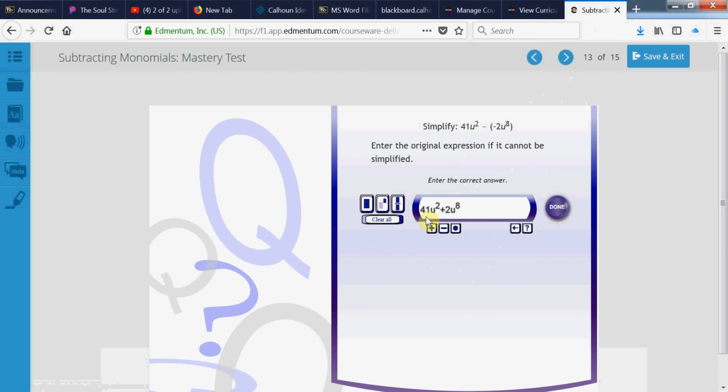So you can have the same variable, but if there's a different exponent, they're still unlike terms. They've got to be the same, right? If this is u squared, I'm looking for u squared over here. If it's not, they're unlike, period.